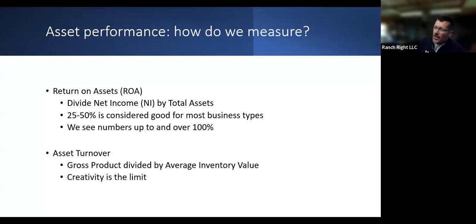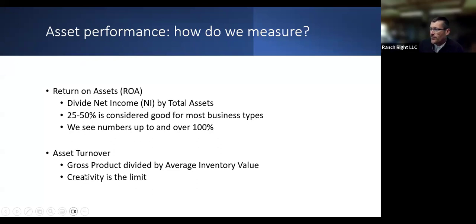Okay, there are lots of ways to measure asset performance, and we're going to look at a couple here fairly easily. I'd like to keep this as simple as possible. We can get more complex, but we're basically going to talk today about return on assets, which is a term most people have had, where we basically just divide net income by the total assets. And then we're going to talk about asset turnover. In both of these, in the world of business, 25 to 50% is considered a good or even better than reasonable number.